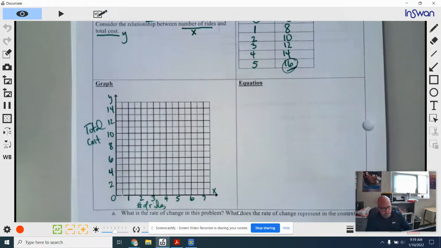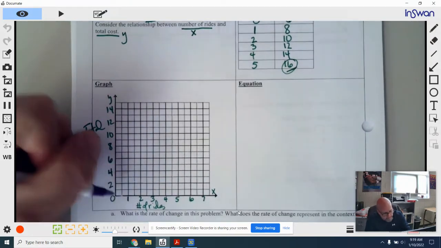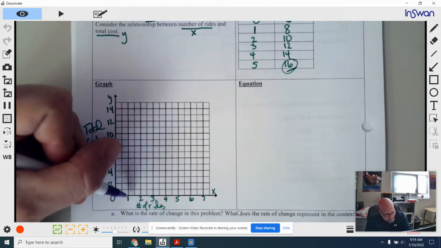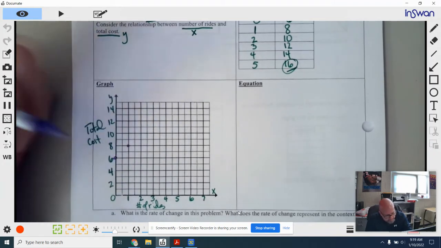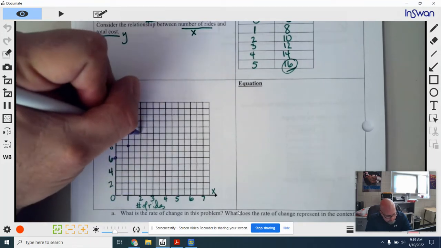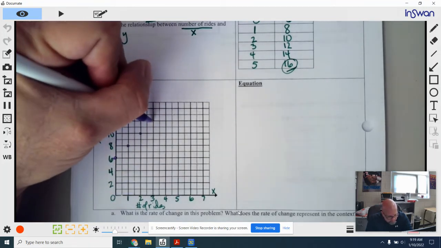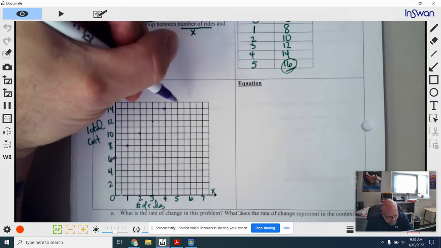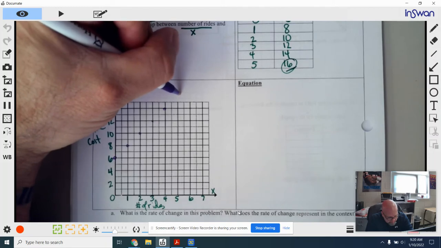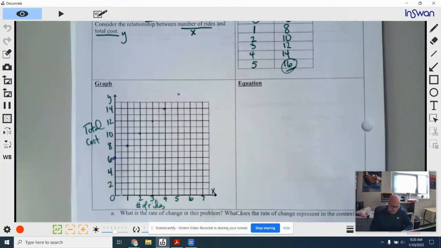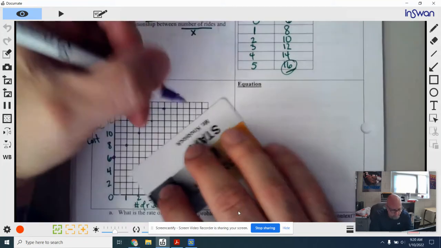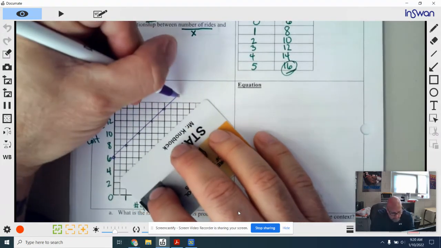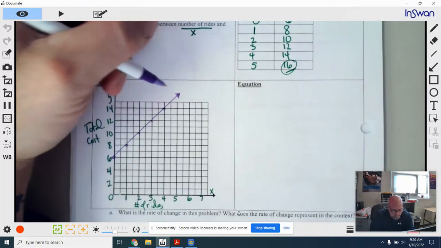All right, now I'm ready to start plotting those points. Okay, so let's see. At 0 rides, you're at $6. Okay, at 1 ride, you're at 8. 2, we're at 10. 3, we're at 12. 4, we're at 14. And if I went to 5, that'd be like somewhere up here. So I can kind of guesstimate that one. All right, use your straight edge, connect them. And if you look at this, this is the graph that results.